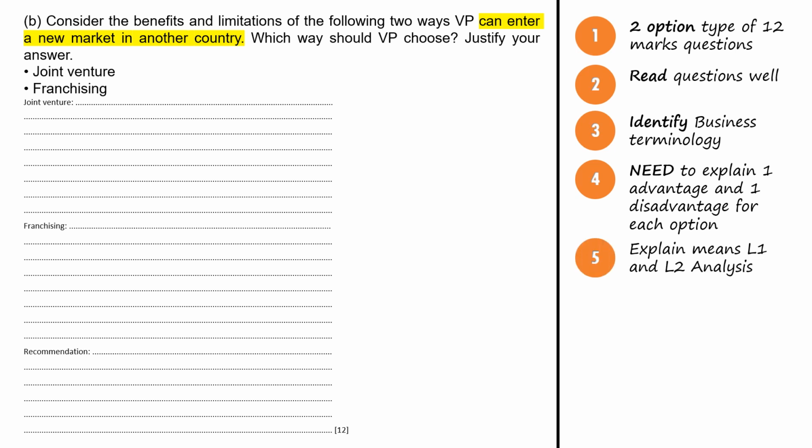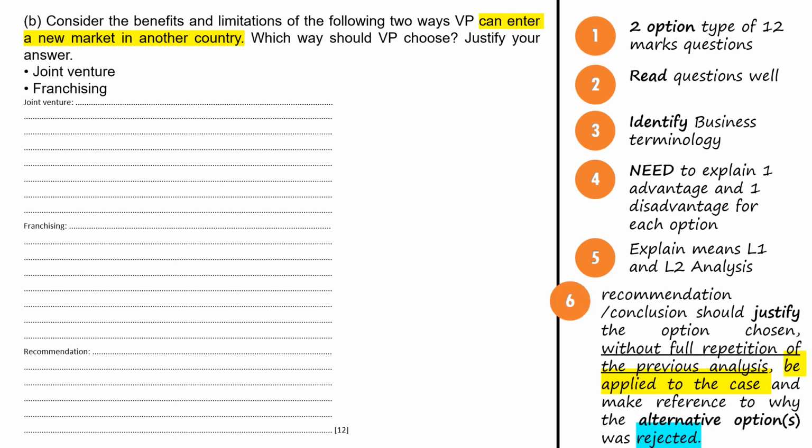Explain means level 1 analysis and level 2 analysis. Level 1 analysis is limited analysis, whereas level 2 analysis is developed analysis. Okay, that means you will need to provide at least 2 sentences for analyzing a particular knowledge point. I wrote it twice, two sentences for what I can analyze. That means I can develop your analysis. Okay? That's for analysis. We can do that together.